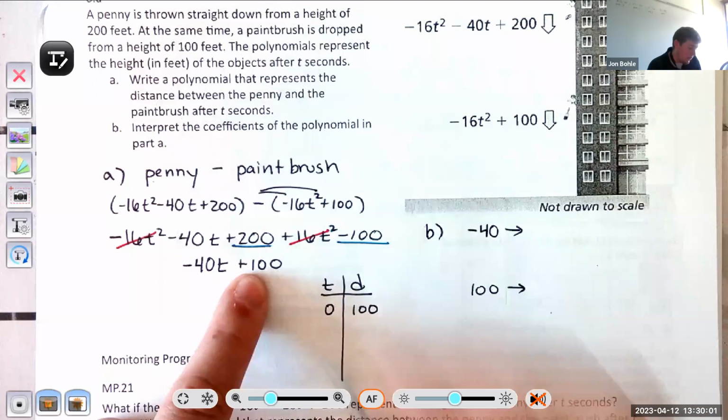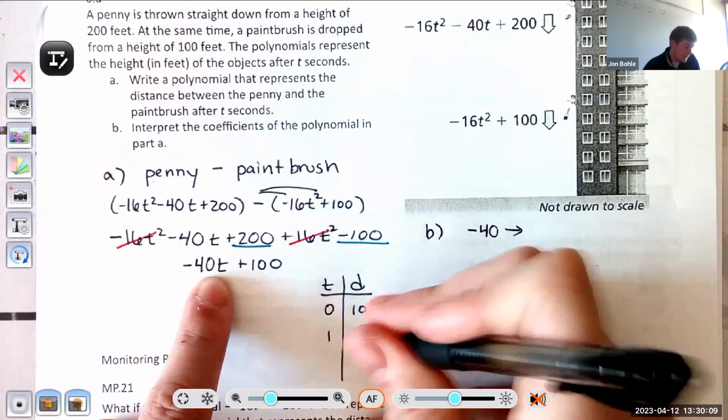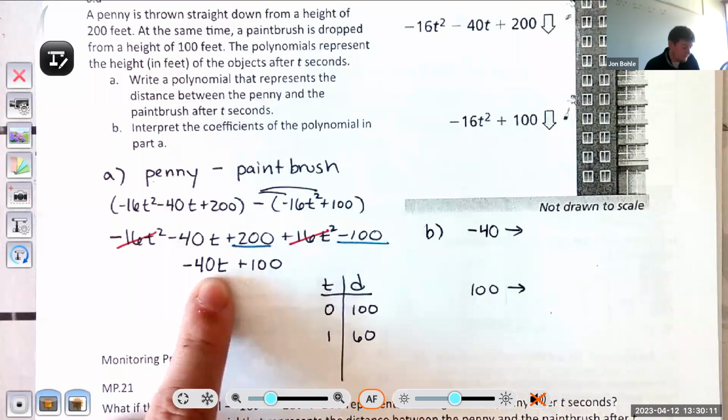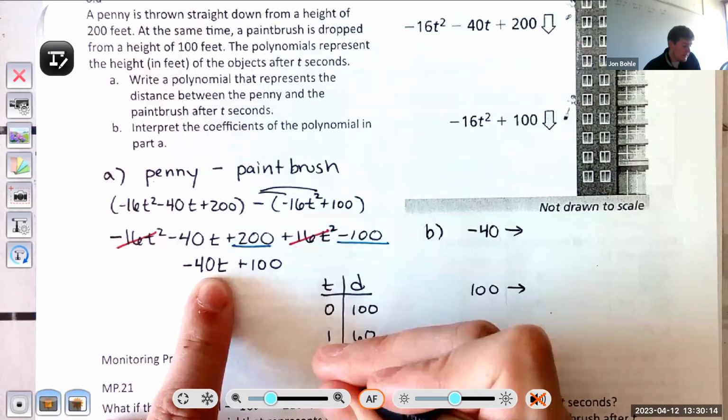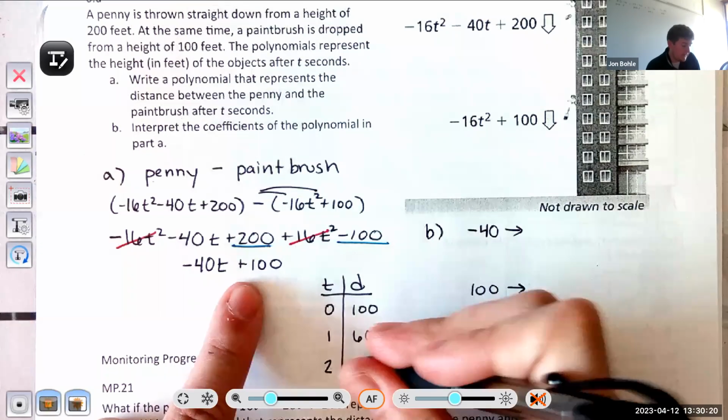Okay, now I'm going to do a time of 1. Negative 40 times 1 is negative 40. Negative 40 plus 100 is 60. And let's do one more. Time is 2. Negative 40 times 2 is negative 80. Negative 80 plus 100 is 20.